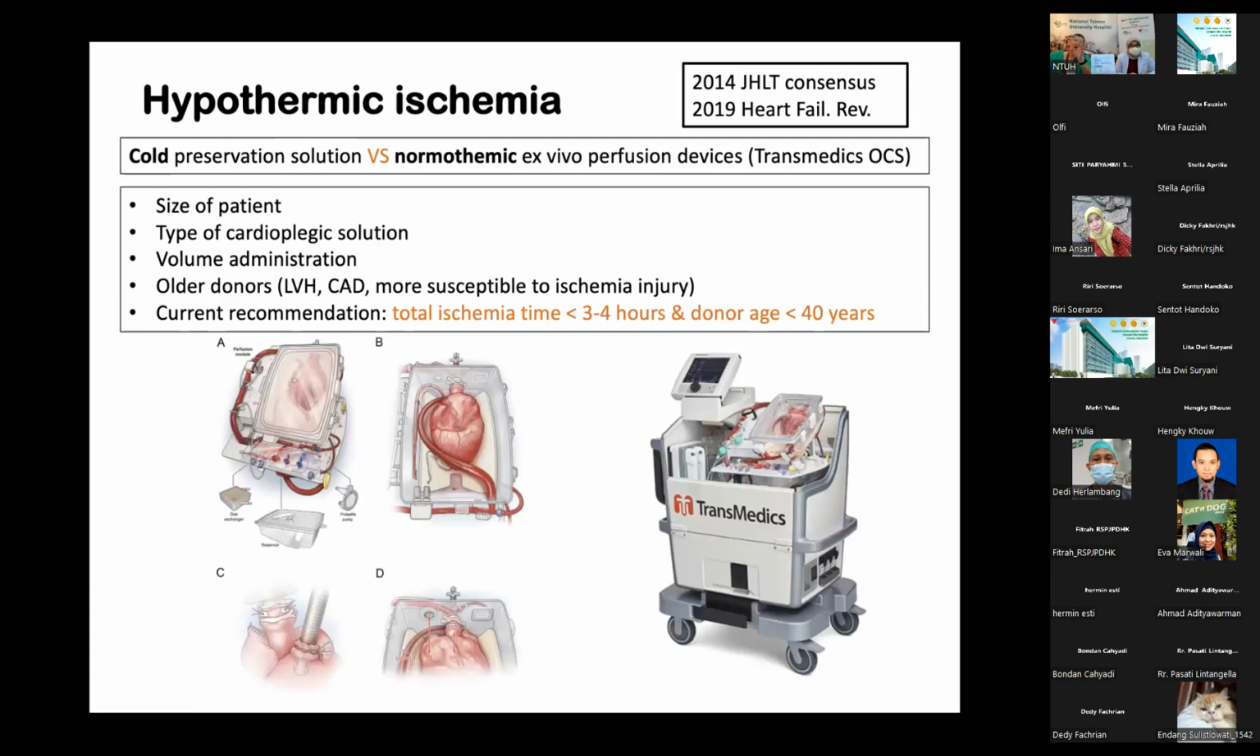Okay. For graft preservation, 20 years ago there was only one policy: hypothermia, ischemia. So the current suggestion concerns ischemia time. It is better to be less than 4 hours. 6 hours is fine, but usually we say 4 hours.